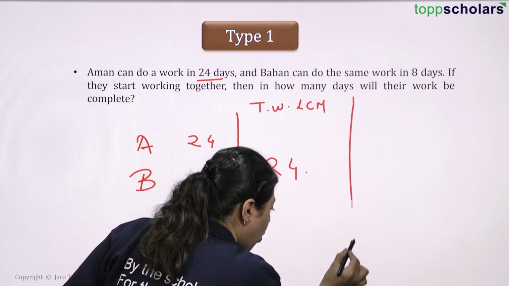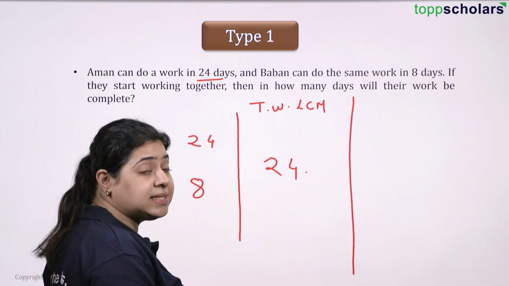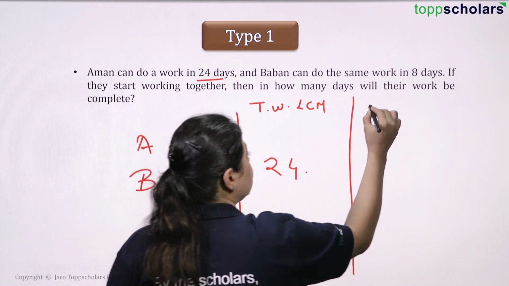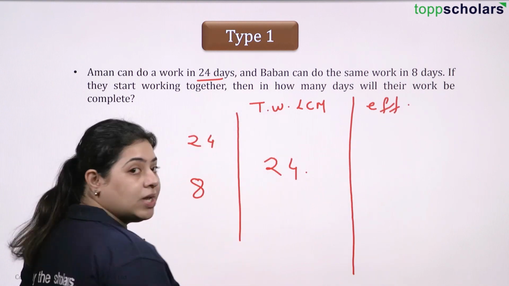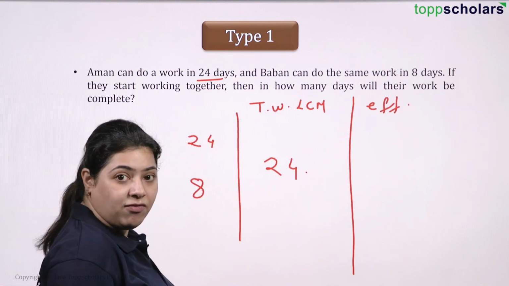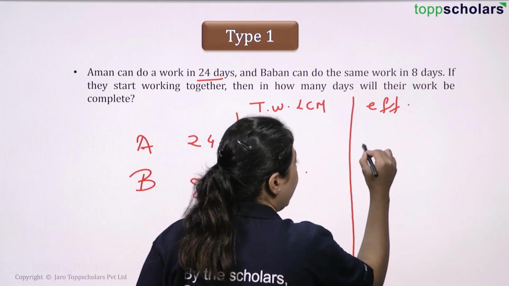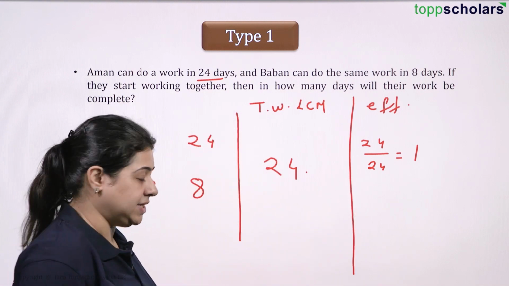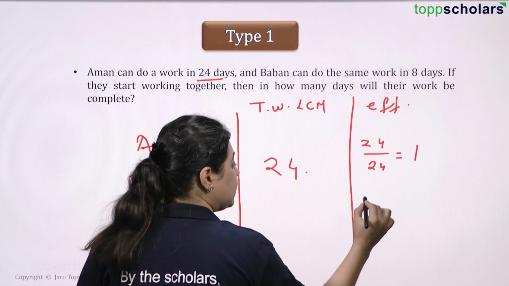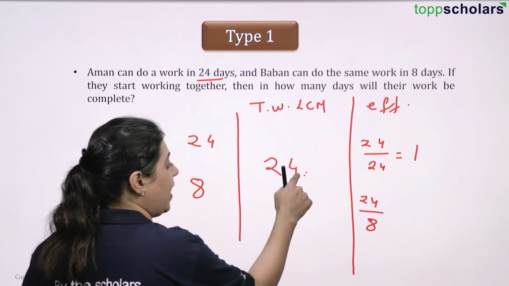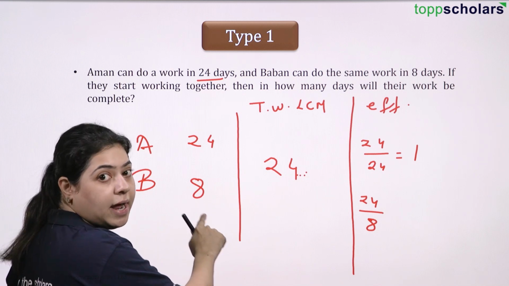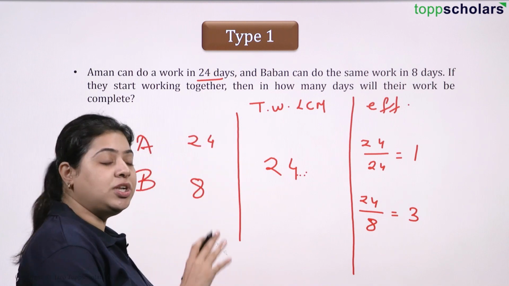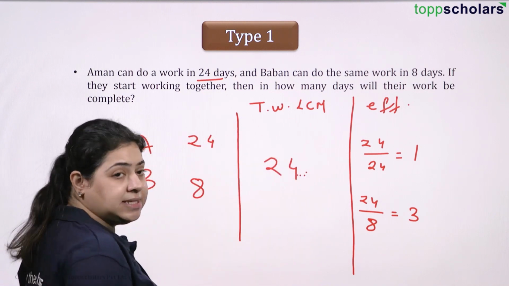Now, given that total work is 24 units, in how many days will they complete the work together? For that, let us take the efficiency. So, the efficiency, if 24 units need to be done and A is taking 24 days, so how many units per day? 24 by 24. So, 24 by 24 will be nothing but 1. The efficiency of Aman is 1 is what we received. Similarly, for Baban, if we calculate, it is nothing but 24 divided by 8. This 24, the total work, divided by the days taken by Baban. So, 24 divided by 8, it is 3. We understood the efficiency of Aman and Baban is 1:3.